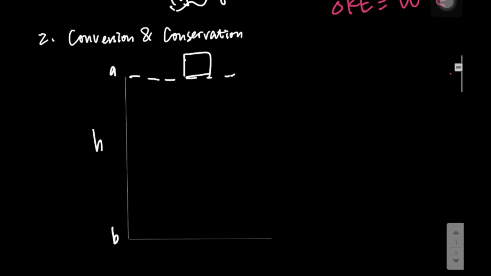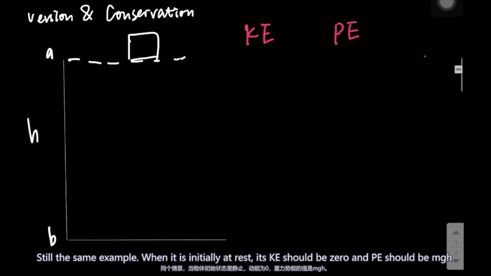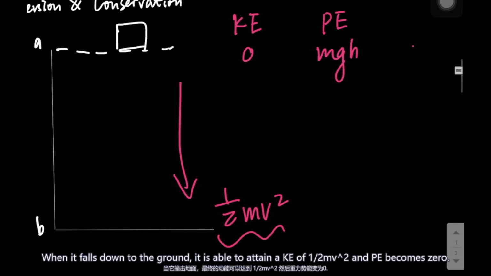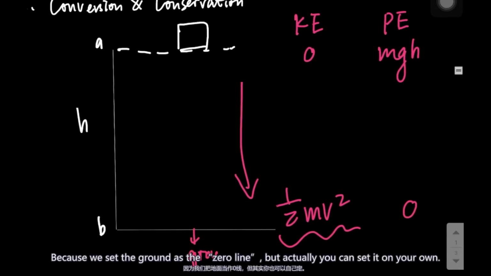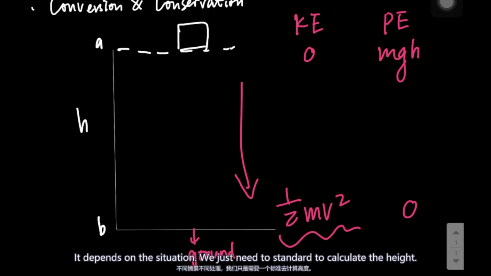So still the same example, when it is initially at rest, let's talk about its KE and PE. So KE should be 0, right? And PE should be mgh. When it falls down to the ground, it was able to attain a kinetic energy of this, and PE becomes 0 because we set this as the 0 line, but actually you can set it on your own, depending on the situation, okay? Because we need a system to calculate the height.